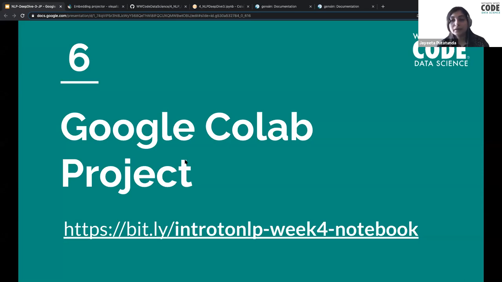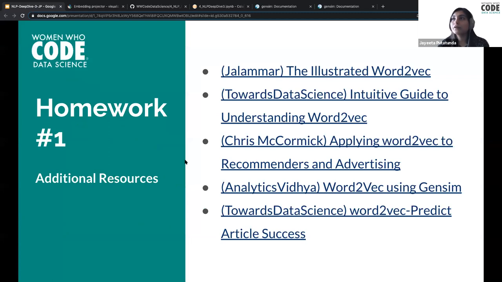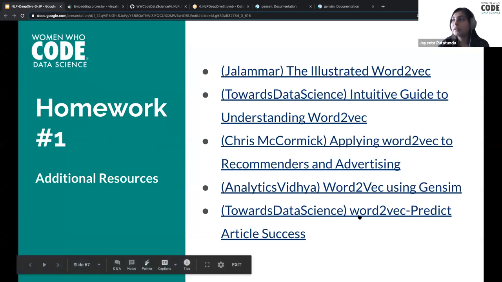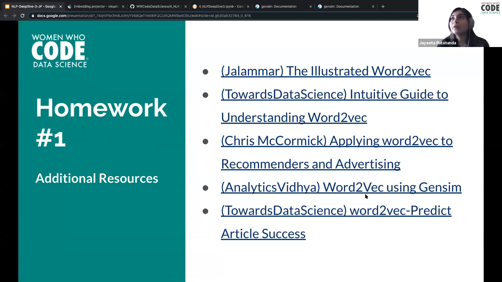Great, so that was the session for today. We went through some theory and some code. Here are some other links I found that will be useful if you want to learn more about Word2Vec, or how Word2Vec is applied to predict whether an article will be successful or not. These are very good use cases, so you can look at them and take a deep read.